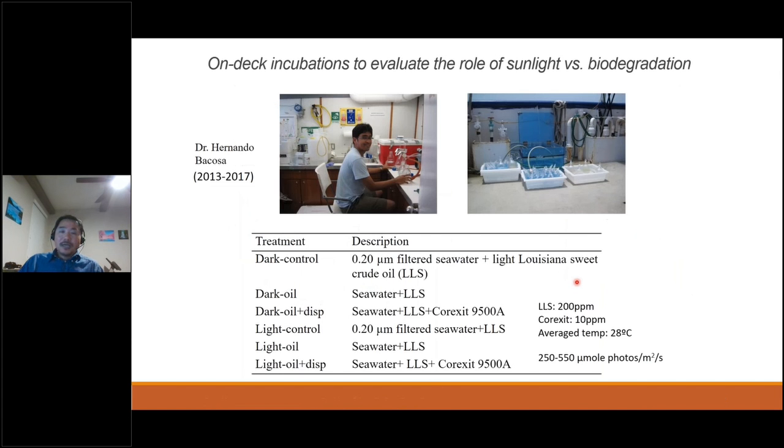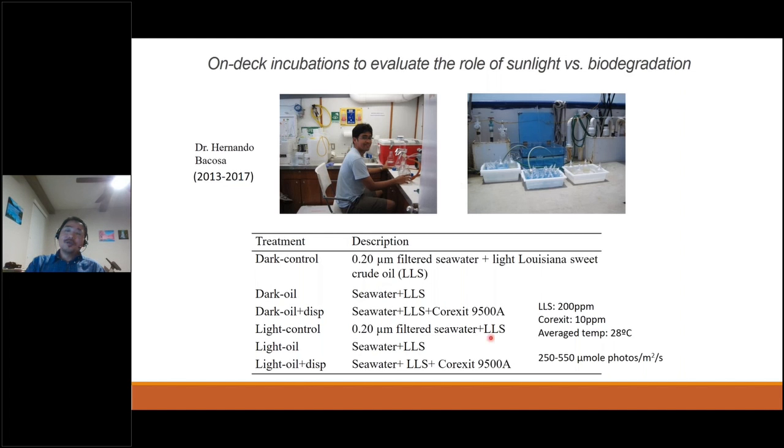And we designed an experiment to try to evaluate why the PAHs disappear so fast. Is it because of photo-oxidation or because of biodegradation? This was done by my postdoc. We did some on-deck incubation to differentiate the role of the sunlight from the role of the biodegradation. We had a lot of treatments, right?